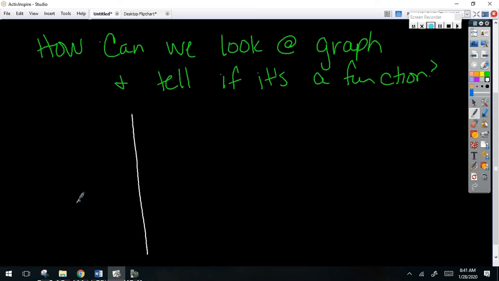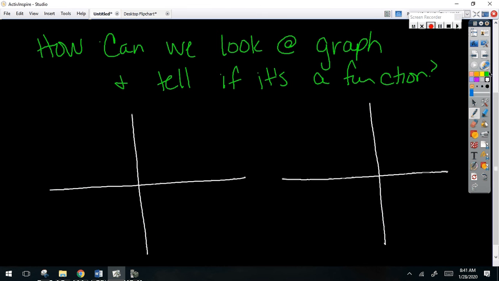Let's think about this for just a second. I'm going to put 2 graphs up here. One of these is a function and one of them is not. The one on the left is curved. It doesn't stop. All right, this first one. Well, we know it's continuous because it doesn't stop. But the question is, is it a function?